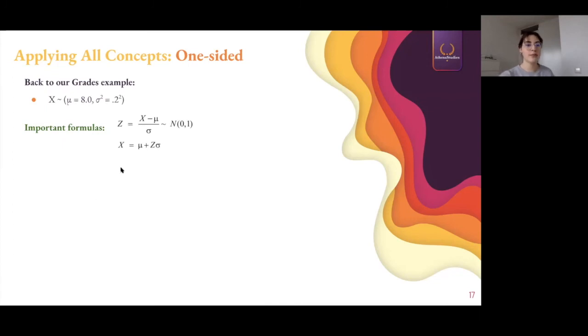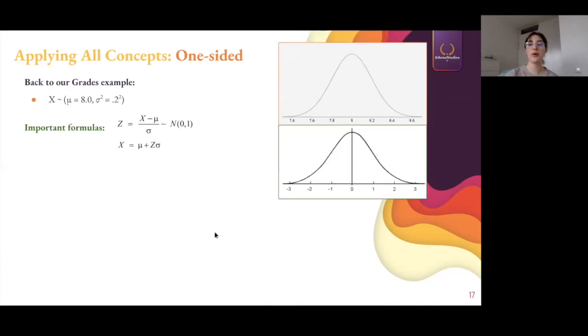So again, we have these important formulas that we need to change from x to z, and then we're going to try to find the probability. So again, here are the graphs for reference. The top one is a normal distribution curve, and the bottom one is a standard normal distribution curve.